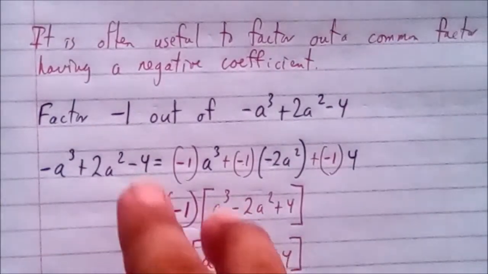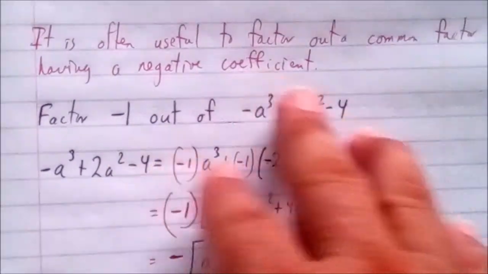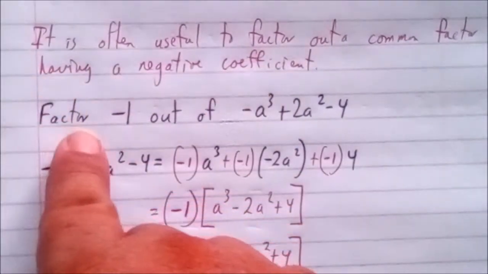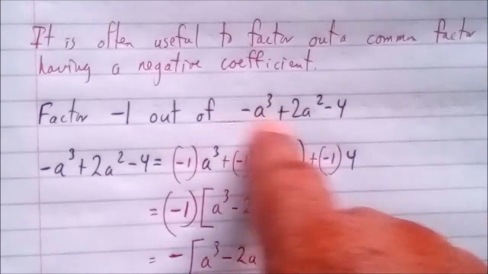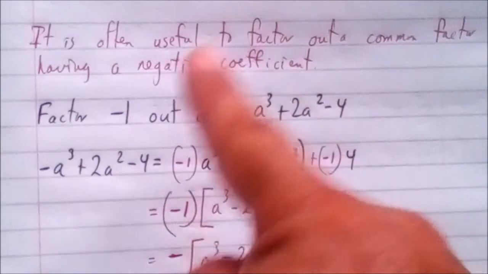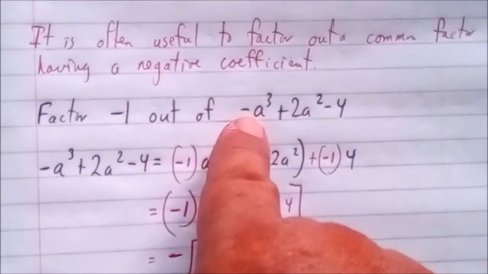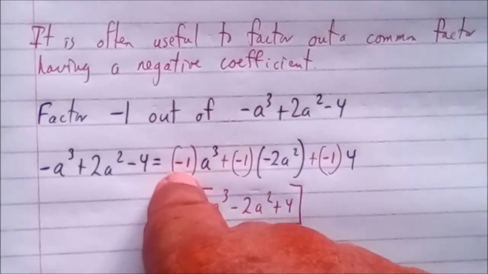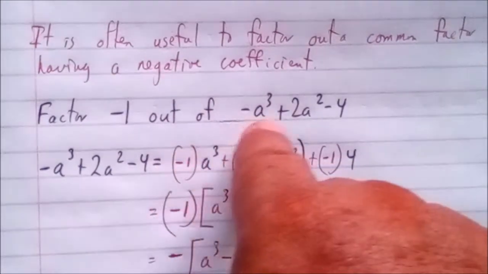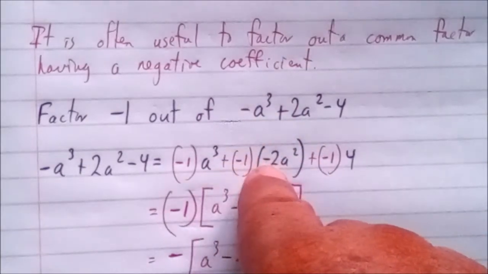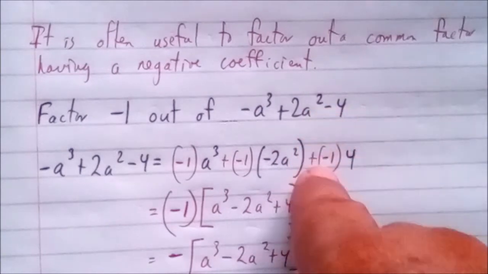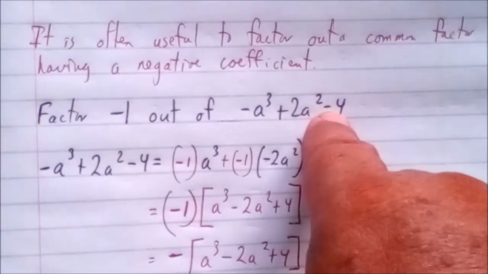Okay, this is a continuation of the greatest common factor. It is often useful to factor out a common factor having a negative coefficient. What does that mean? Well, factor out the negative 1 out of this term here. There is a negative, positive, and negative. So what you will do is take out a negative 1. When you take out a negative 1 here, this becomes negative 1 times a cube, which gives us negative a cube. A negative 1 from the positive, well, a negative times a negative will give me a positive a squared, and then negative 4 times negative 1 will give me back a negative 4.